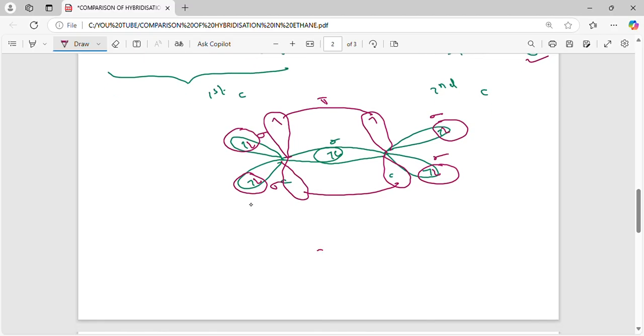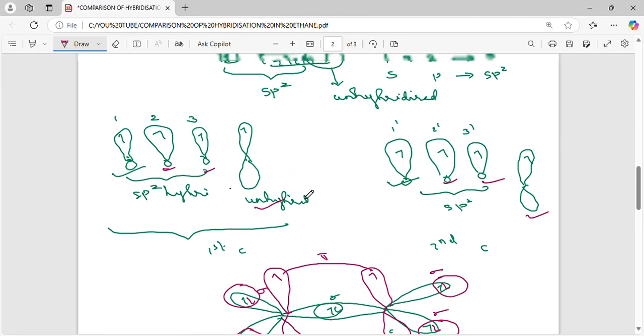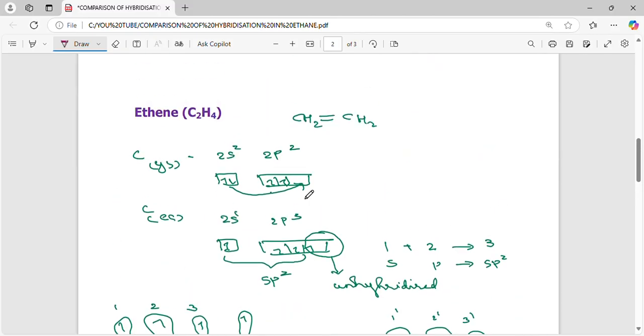So we can draw the final geometry like this: carbon-carbon double bond and carbon-hydrogen single bonds. Each carbon-hydrogen single bond is sigma, and in the carbon-carbon double bond, one is a sigma bond and one is a pi bond. So when we count, carbon-carbon has 1 sigma bond and carbon-hydrogen has 4 sigma bonds. So in total 5 sigma bonds are there, and carbon-carbon 1 pi bond is also there. These are the bonds present in ethene. This is how the molecule is formed. I hope you all understood. Thank you.